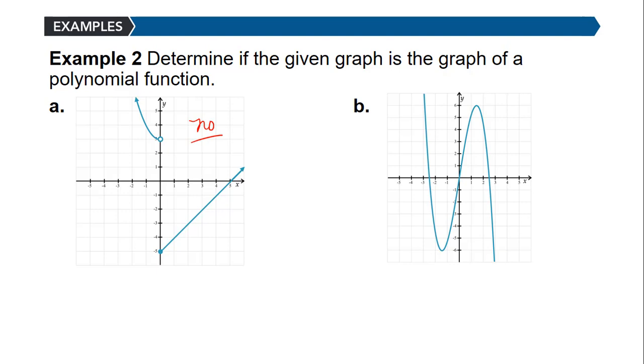And in part B, notice that it starts in the second quadrant, goes down to the third to some minimum point, comes back up through the origin, up to some maximum point in the first quadrant, and then goes back down and continues in the fourth quadrant. So because this one is a smooth, continuous graph with no sharp turns, no holes, then this can be the graph of a polynomial function. So this would be yes.